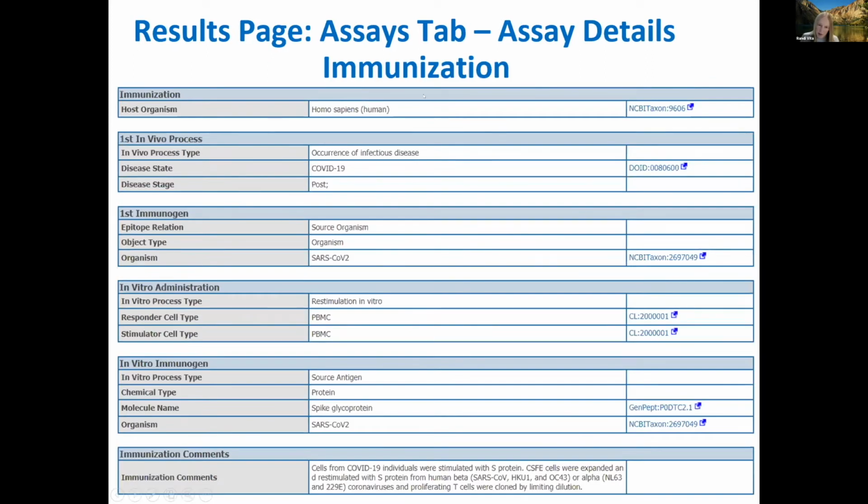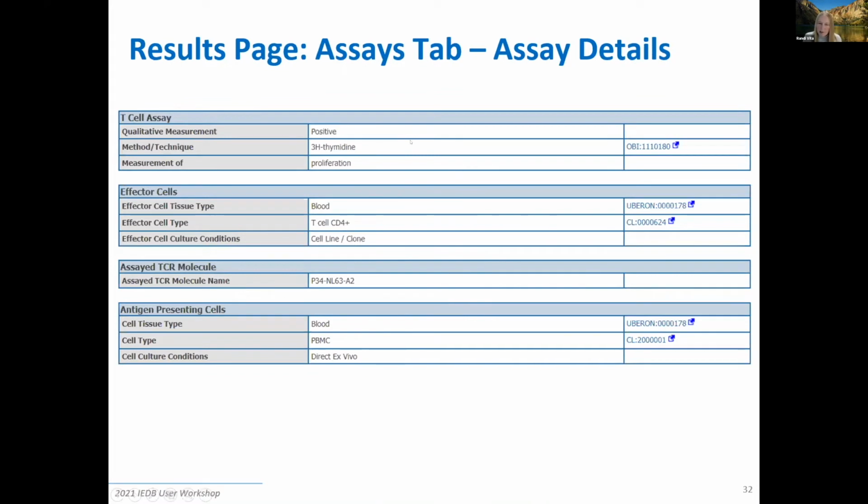The next section is the immunization details. This experiment was performed in a human who had recovered from COVID, and there was an in vitro restimulation step where PBMCs were incubated with the whole spike glycoprotein. The next section is about the assay itself. This was a tritiated thymidine experiment. It was done with CD4 cells. The authors named their clone. We will enter those names they provide, and if they give the sequence, we will also add that.